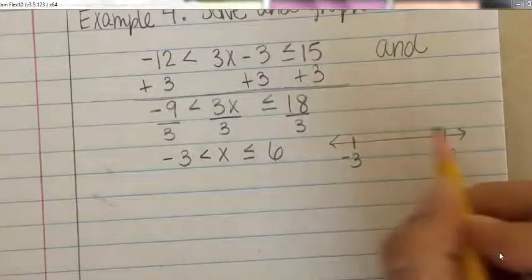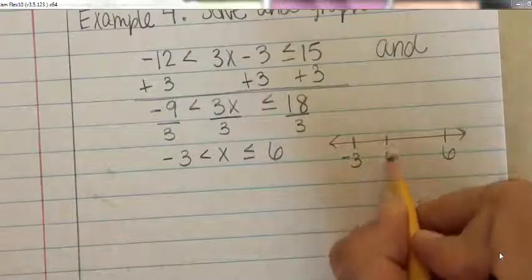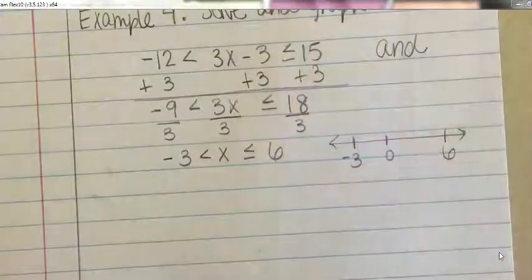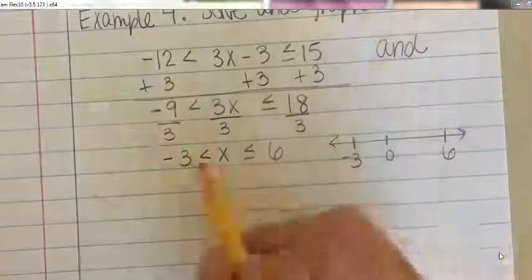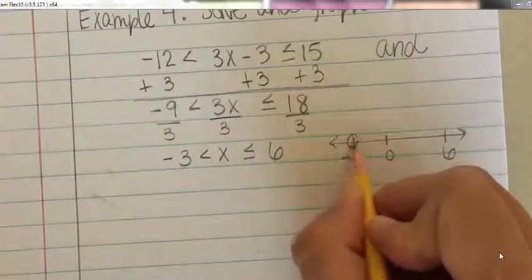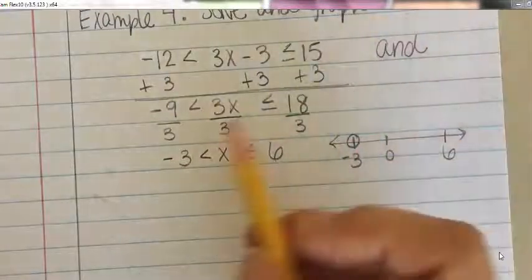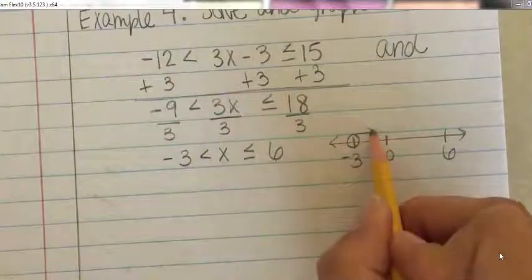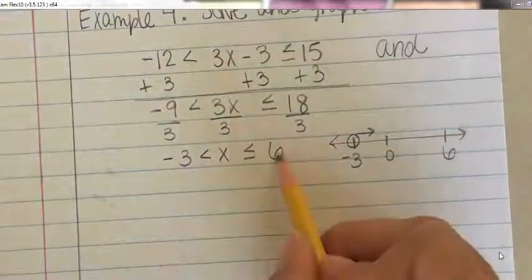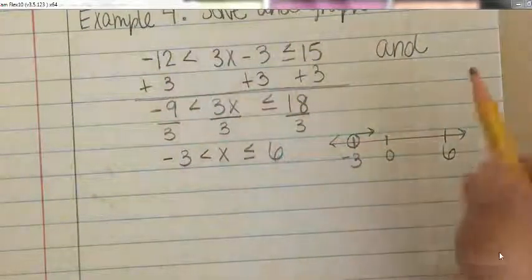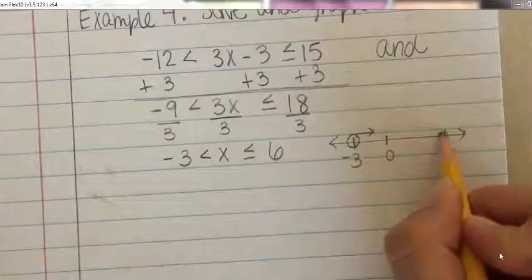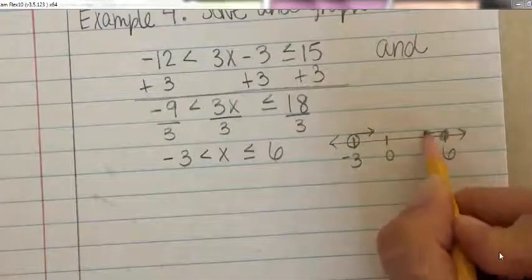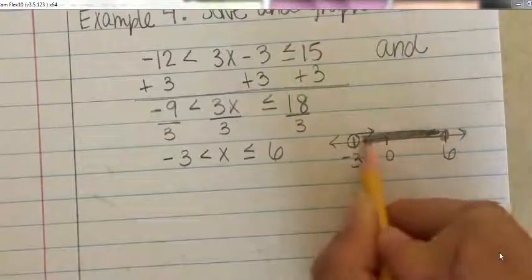Okay, so when I graph this, I've got -3. I've got +6 on the other extreme. Let's just put 0 somewhere in the middle, just so I know that that's where it is. All right, and x is greater than -3, so I'm going to have an open circle there. It's greater than, so I'm going to shade this way. But it's less than or equal to +6, so that's going to be a closed circle, and I'm going to shade that way. So I'm basically shading everywhere in between. And those are all my possible solutions.